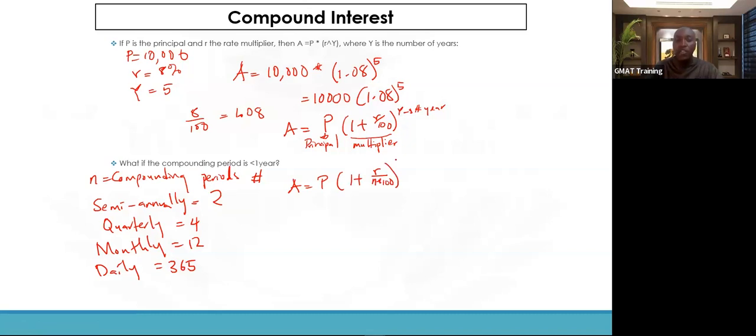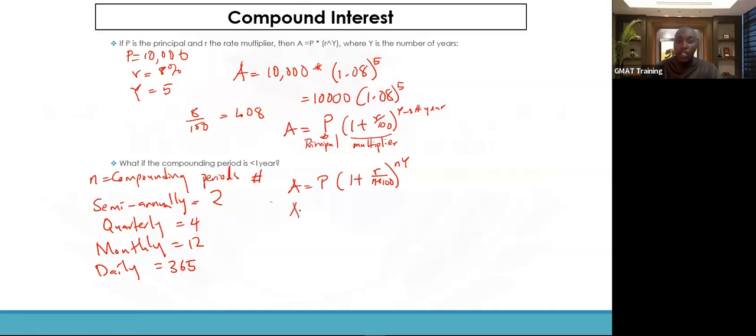In this case, it's not in years but in compounding periods. So how many compounding periods are there in those number of years? Given that this rate in our example is compounded quarterly, for example, how can we find the total amount?